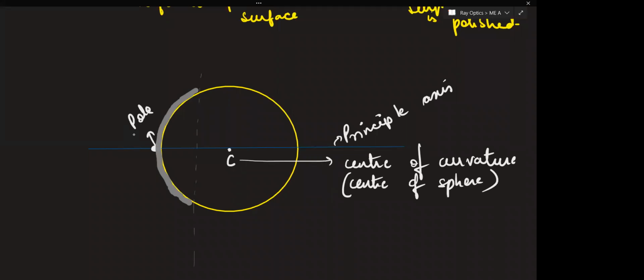Pole of the mirror. Pole will be used a lot when we will be taking references and drawing ray diagrams. Got it? So pole, center of curvature. Then this is the radius of the hollow sphere. We'll be focusing on this part only, but when we use the terms, you have to understand the meaning of it. This is the radius of curvature.